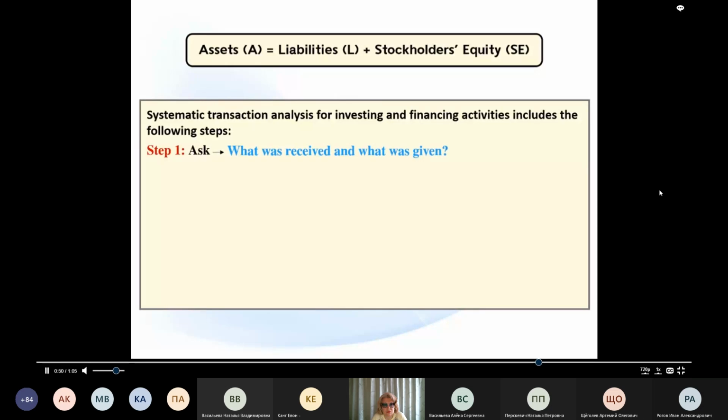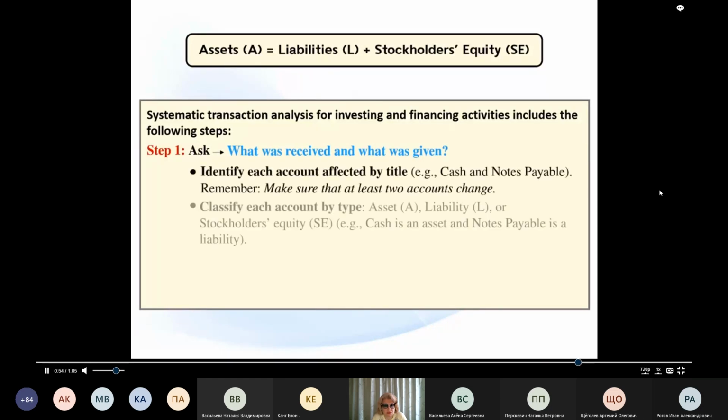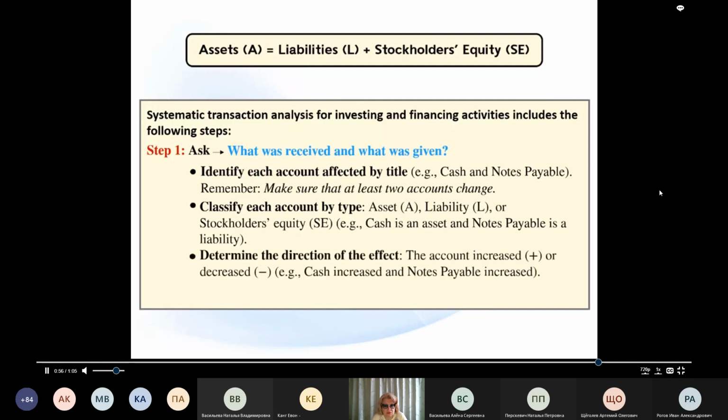First, consider what was received and what was given. After identifying the accounts affected, classify each type of account and decide if the transaction causes each account to increase or decrease. Second, be sure that the accounting equation is in balance. So, dear students, once again, 2 steps in transaction analysis. First step, to answer the question: what was received and what was given.